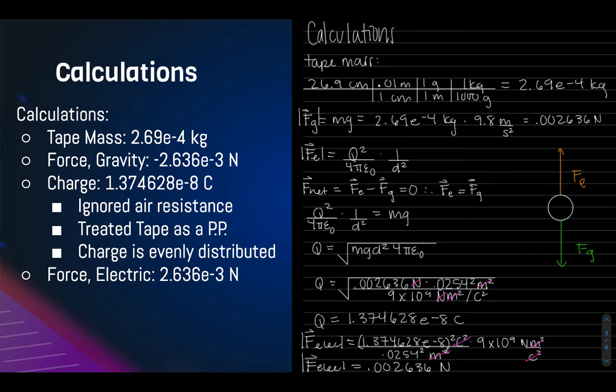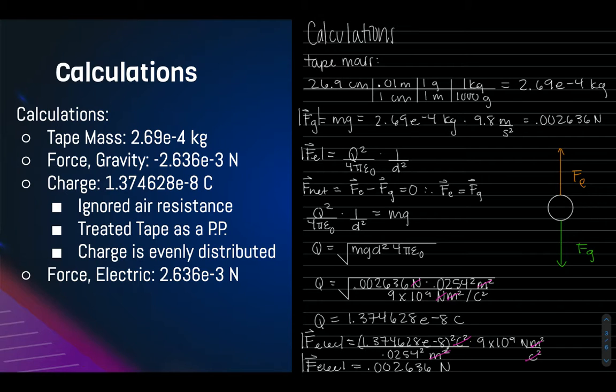I had to do some unit conversions to get into standard units. And notice that the gravitational force and electric force are the same magnitude but opposite in direction, which makes sense since the net force on tape B is zero. And using this knowledge, I set the two equations equal to each other and isolated Q and used the information I gained to help me find the charge, which is 1.374 e to the negative 8 coulombs.